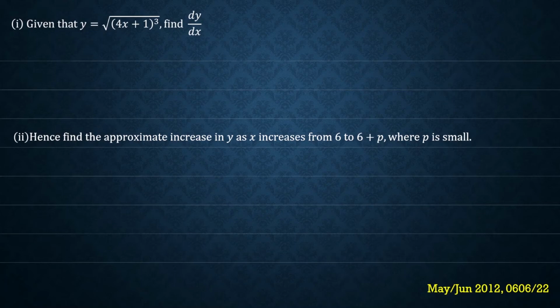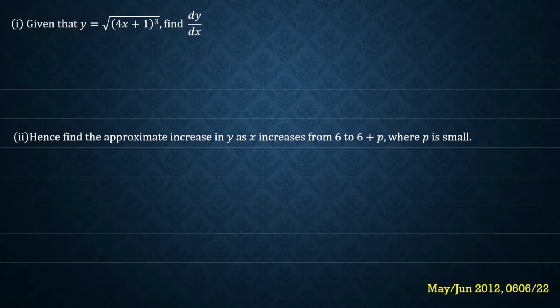Hi everyone, here we have a two-part question. In part one, we are given that y equals the square root of 4x plus 1, all cubed. We want to find the derivative, dy/dx. In part two, we want to find the approximate increase in y as x increases from 6 to 6 plus p, where p is small.